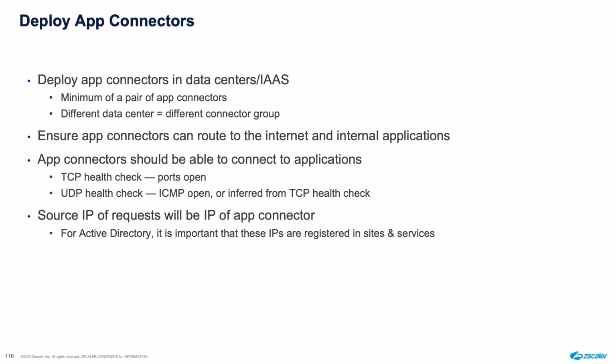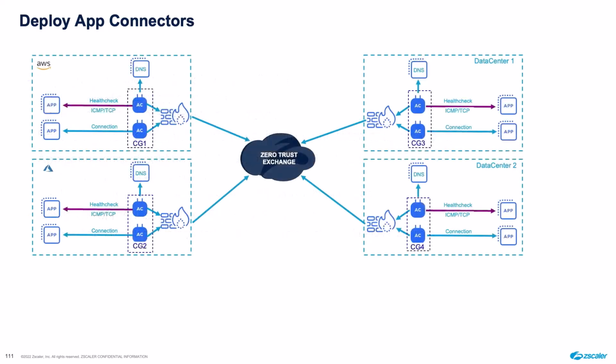The source IP address of requests made to the application will always be the IP address of the app connector. Now, this means services that rely on knowing the source IP, whether it be for routing or load balancing purposes, will not receive the IP address of the client. It is also critical that the IP addresses of the app connectors are registered with Active Directory Sites and Services. Now, architecturally, your deployment may resemble something like the diagram seen here.